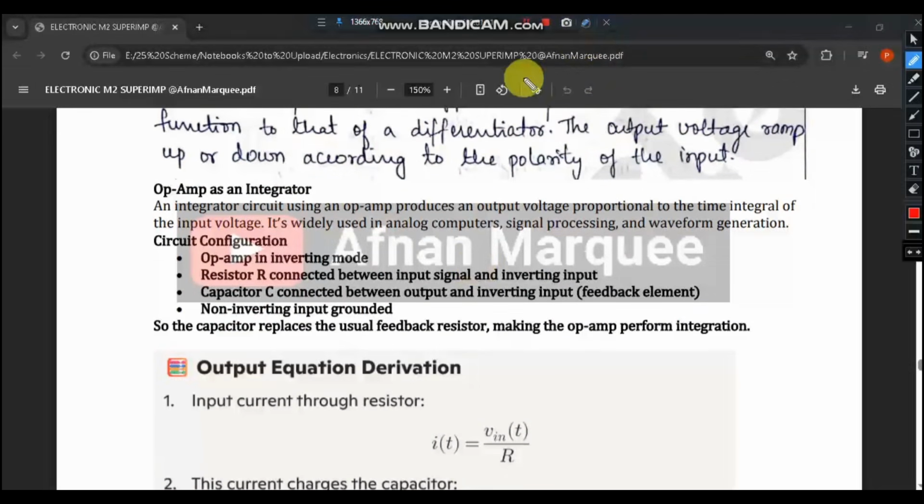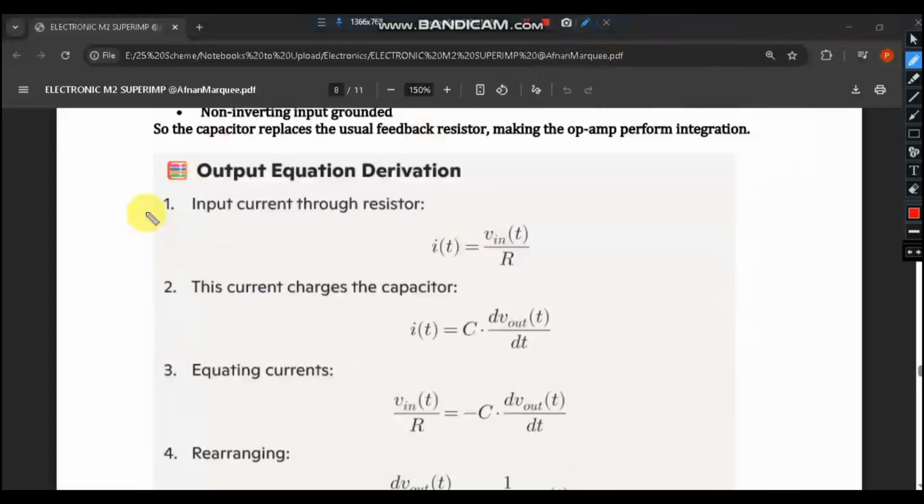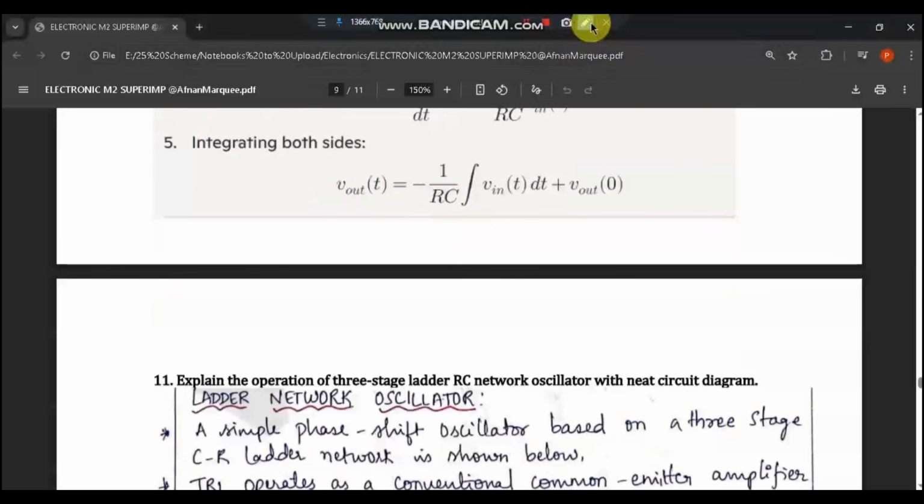Op-amp as an integrator has the following things: in the inverting mode, the resistor R is connected between the input signal and the inverting input. Capacitor C is connected between output and inverting input. Non-inverting input is grounded, so the capacitor replaces the usual feedback resistor, making the op-amp perform integration. For the output equation derivation, take the input current through the resistor. This current charges the capacitor. Equating currents and rearranging the terms, we obtain this equation. Integrating both the sides, the final equation you have to write is this one, of the V out.